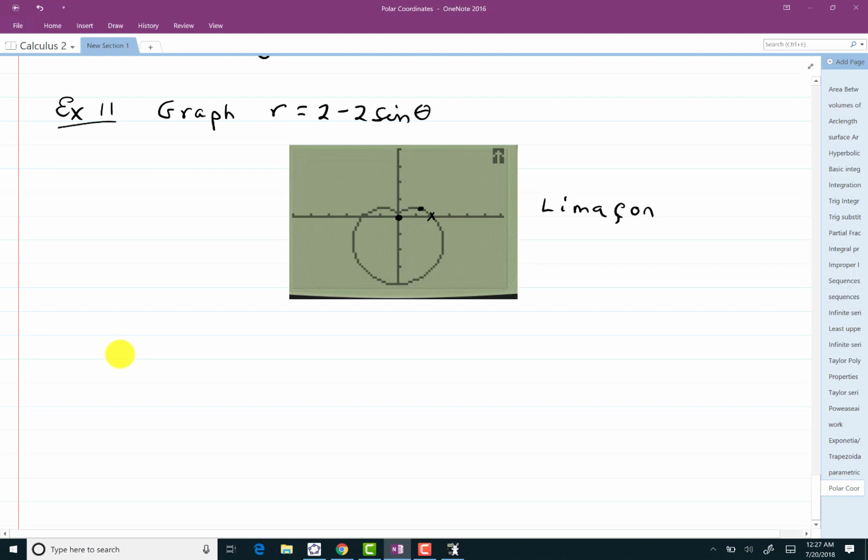Other kinds of graphs. I'll just put pictures up, and you can use this as reference later. Something like this here.